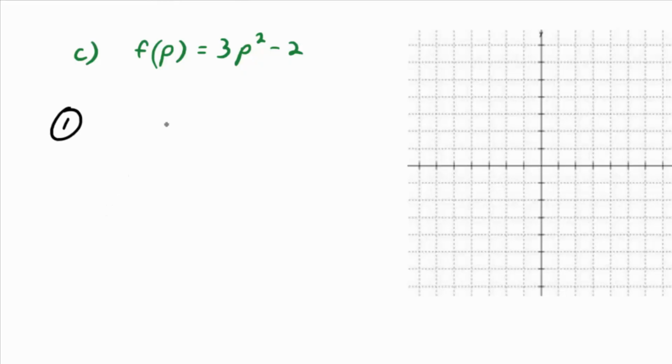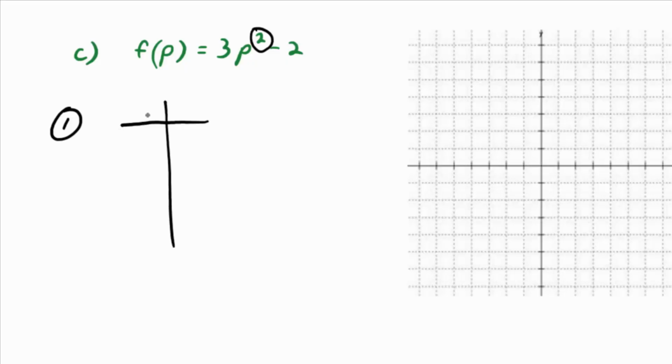Right, so we need to plot some points. What is this thing going to graph to be? 3p squared minus 2? Think of it as 3x squared minus 2 if it helps. What's the exponent? 2. It's a degree 2 polynomial. What does that graph to be? A parabola. Is it going to pass the horizontal line test? No.